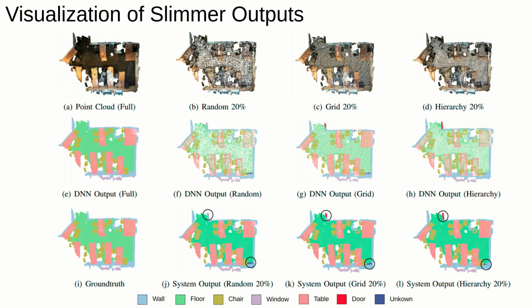From the figure, we can see that first, Slimmer can segment the full-size point cloud based on the simplified inputs of the point cloud. And second, simplification methods affect the segmentation accuracy, as we can see that the areas of the falsely segmented regions are different.